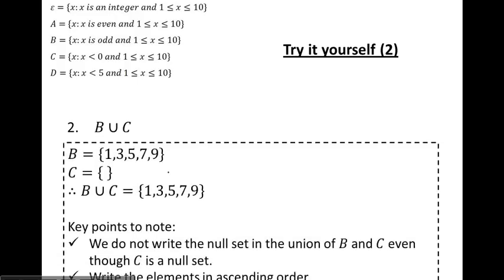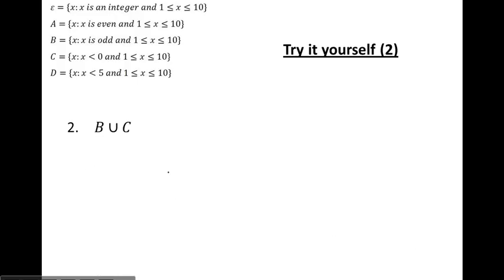So let's look at a second example. If I ask you, list the elements for B union C.